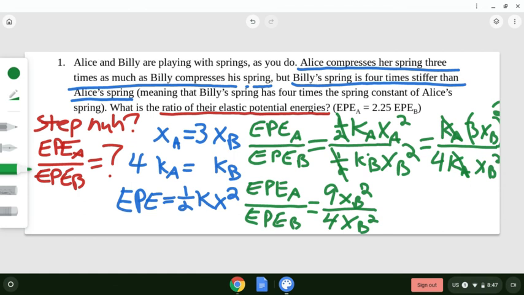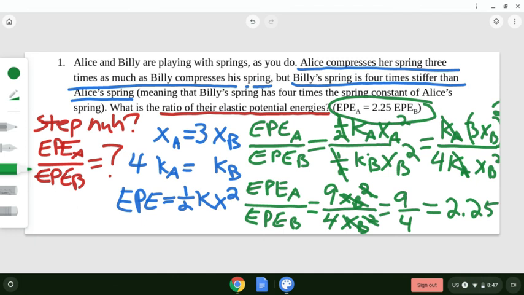So now what cancels? The x sub b squared, that all cancels. And this is equal to 9 over 4. And in the answer up here, I wrote it that way because it's easier to type that in a Google Doc. 9 over 4, that's 9 quarters. That is equal to 2.25. So hopefully that helps.